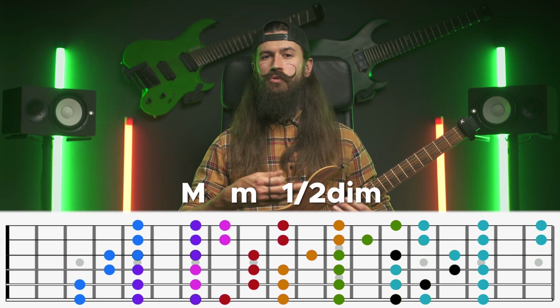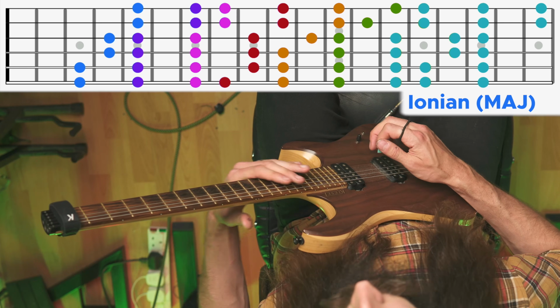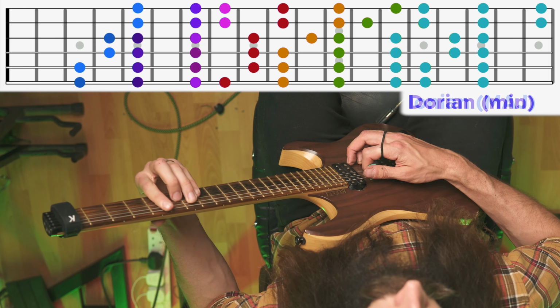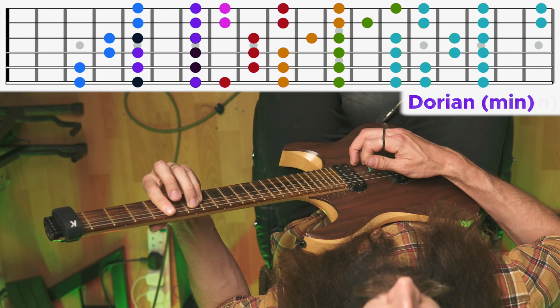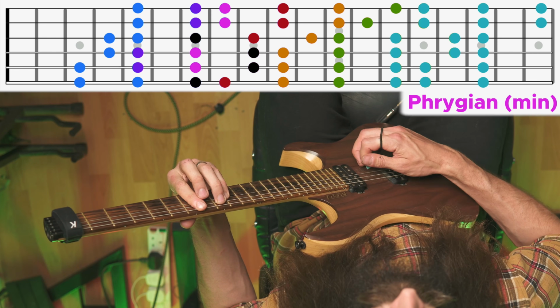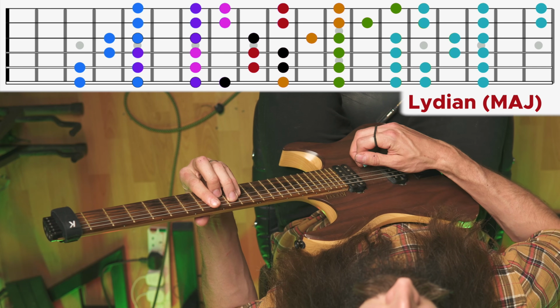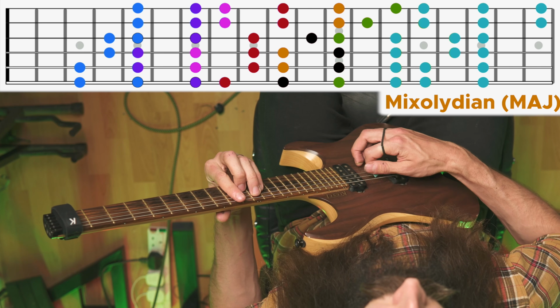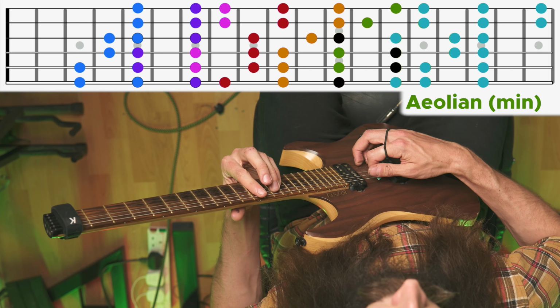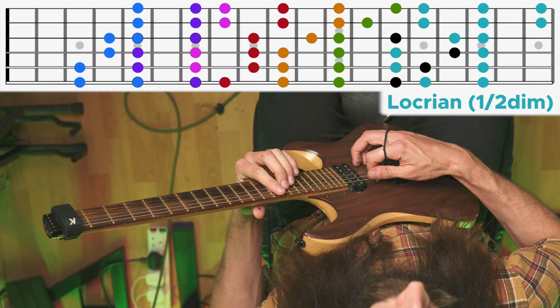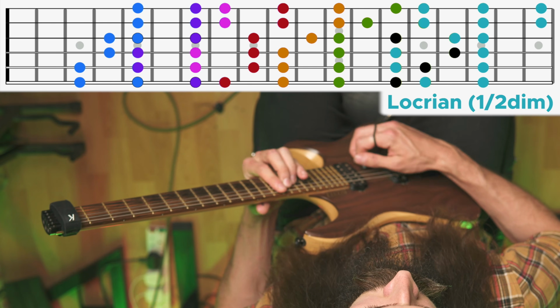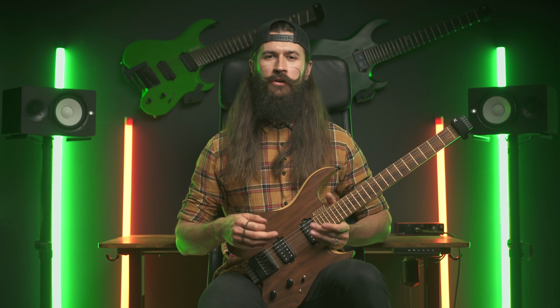So if you now swap these modes for their harmonized minor or major chord: Ionian major, Dorian minor, Phrygian minor, Lydian major, Mixolydian major, Aeolian minor, and Locrian half diminished. And by mixing and matching any of these chords, you'll be able to start utilizing this knowledge for your own songwriting.